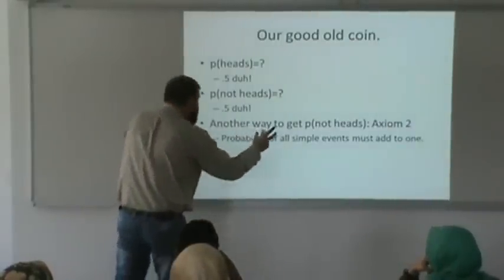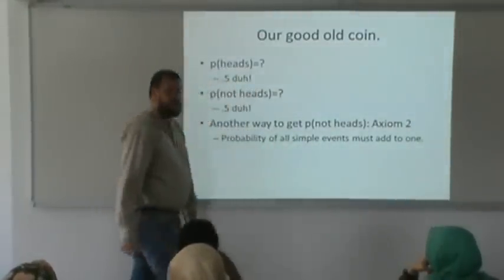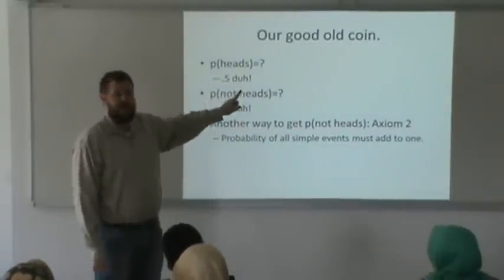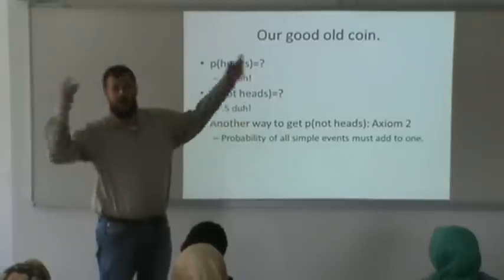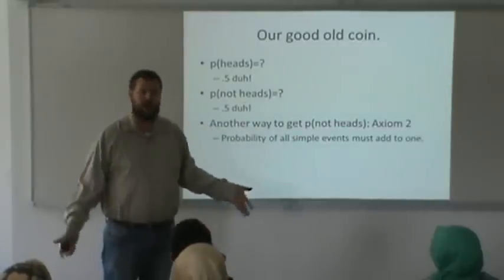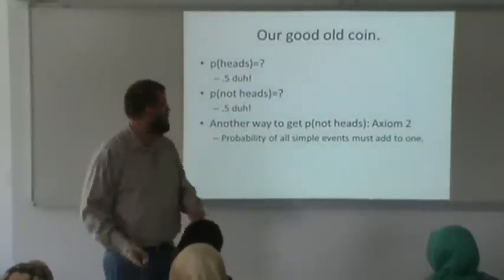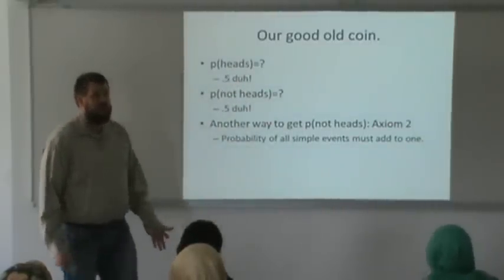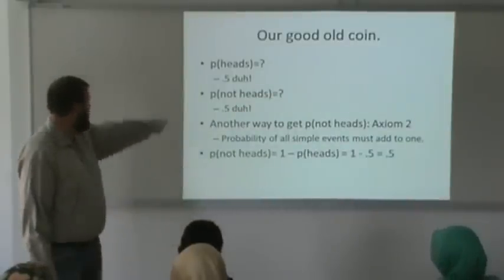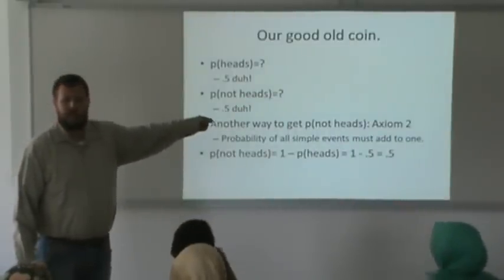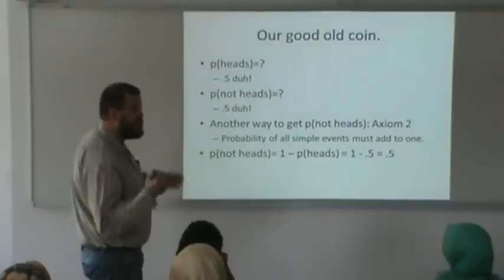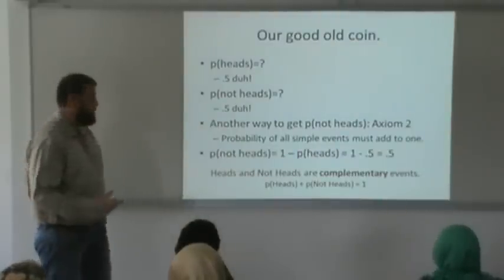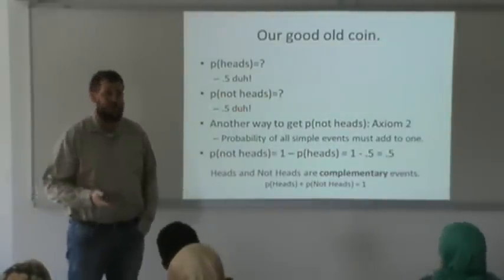All right, so the axiom 2 said the probability of all simple events must add to 1. If we have an event heads and an event not heads, that's all of the possibilities, right? There are no other possibilities. So those two things must add up to 1. So what we could do is take 1, subtract the probability of heads, which is 0.5, to get 0.5 for not heads. We could do this if we didn't automatically intuit that the probability of not heads here would also be 0.5. Now, heads and not heads are known as complementary events.